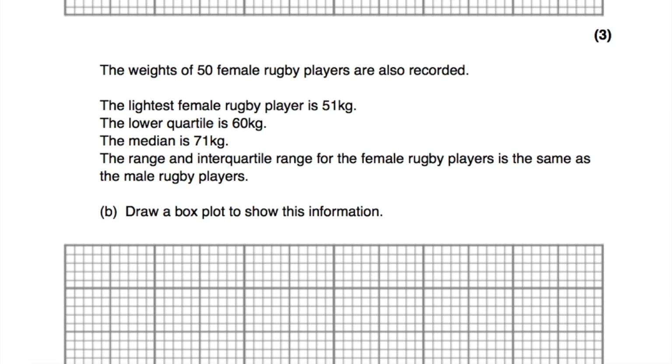And part B, we're now told the weights of some female rugby players, and they're recorded, and we've got the weights of those rugby players. And then we just need to draw another box plot for those. Now, in terms of this one, we're told the range and the interquartile range of the female players is the same as the male players. So we need to go back up and compare and find what their ranges are to then be able to find the heaviest weight.